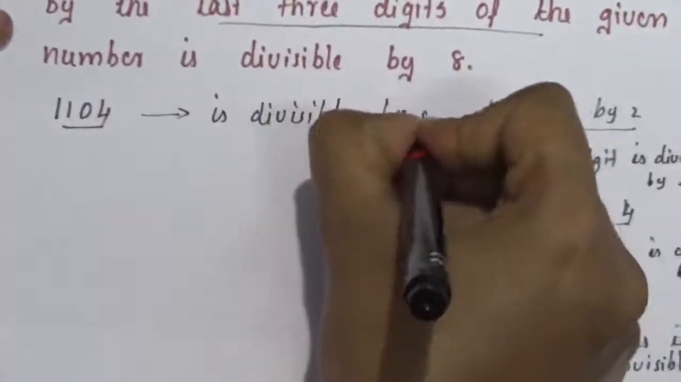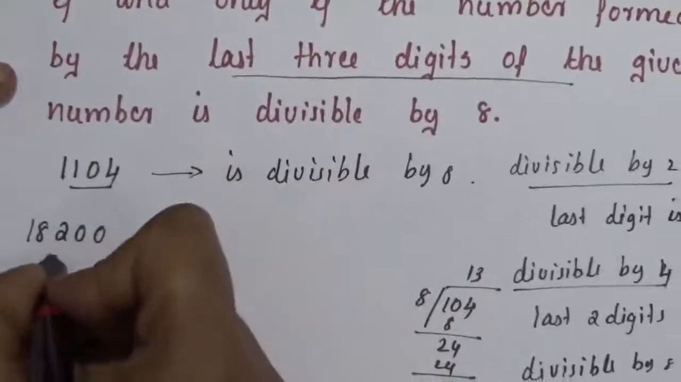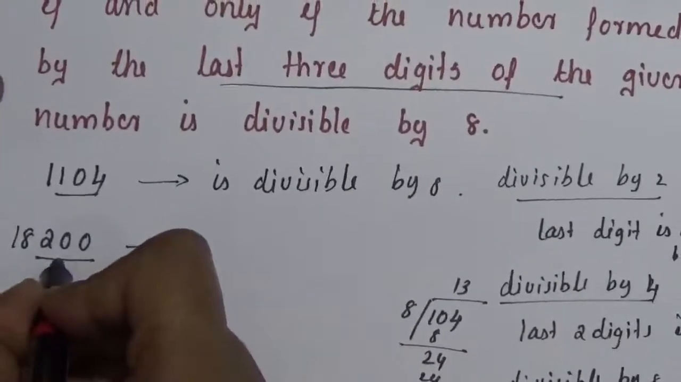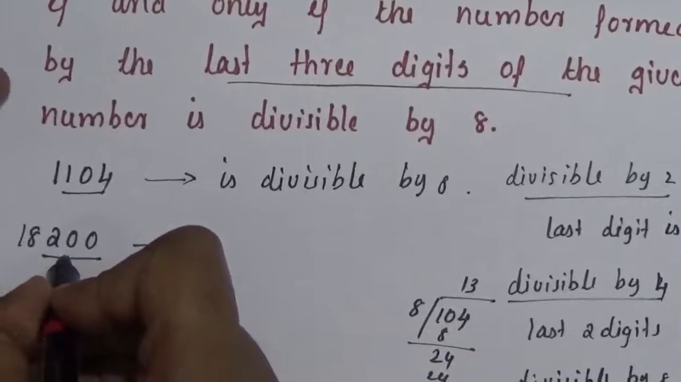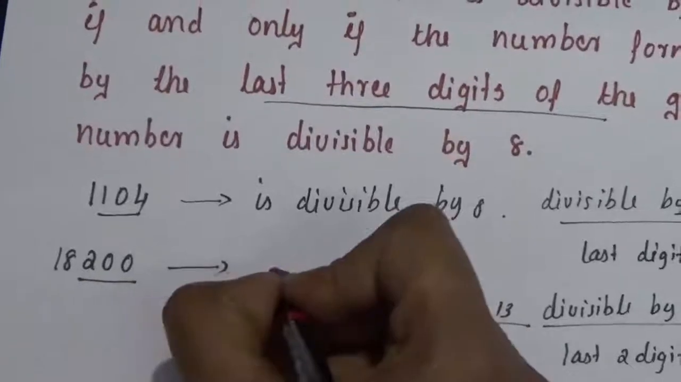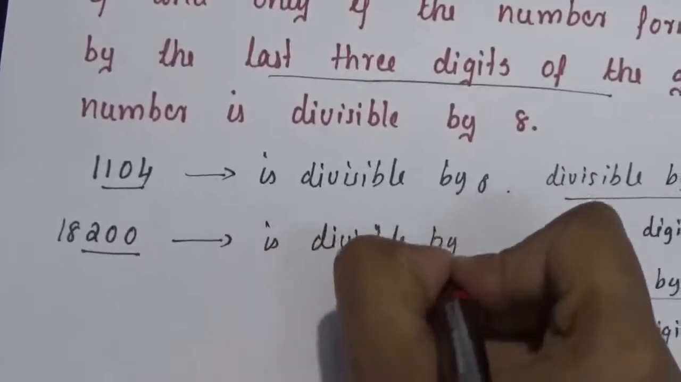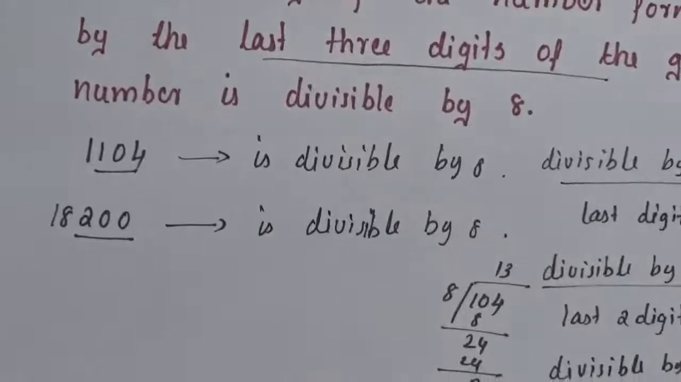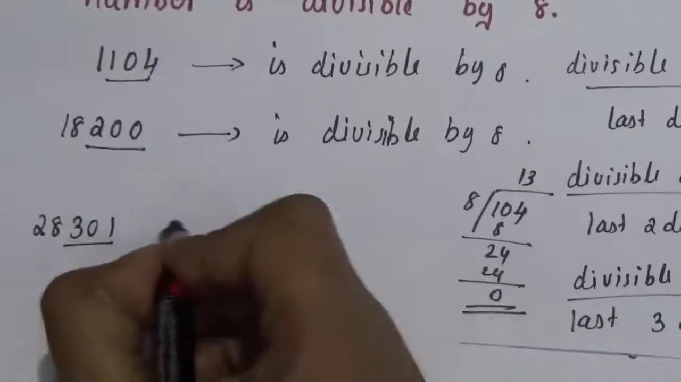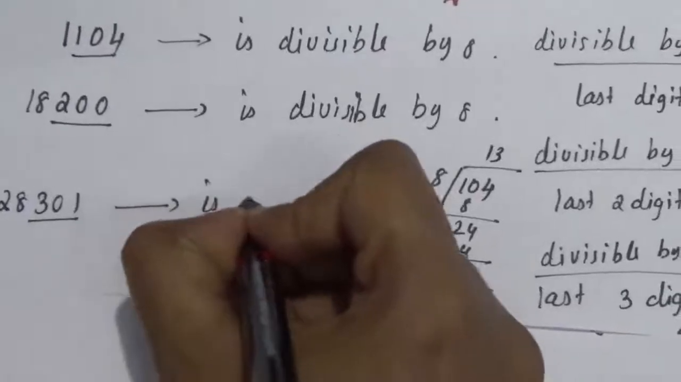Okay, another example, 18,200. Take the last 3 digits of the number, that is 200. So 200 is a multiple of 8, isn't it? 25 into 8 is 200. Okay, so we can say that this is divisible by 8. Another example, 28,301. Take the last 3 digits, 301. It is not a multiple of 8. So we can say that this number is not divisible by 8.